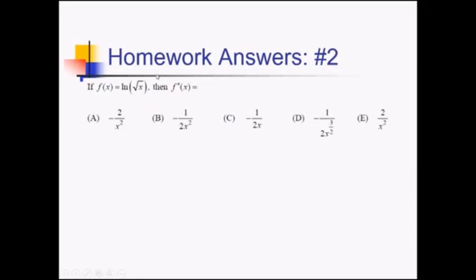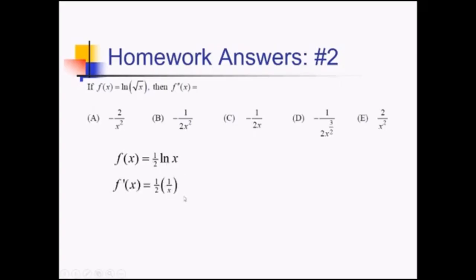On this problem, I've got the function ln of radical x, and I want to find the second derivative of that. Well, let's start by finding the first derivative. Before I even do that, I'm going to use some log rules to make this a little bit easier to work with. Right now I have an x to the 1/2 power inside. I can pop out that 1/2 power as a coefficient in front of the log. So I can rewrite this as 1/2 ln of x. And now taking the first derivative, I'm just going to have 1/2 times the derivative of ln, which is 1 over x.